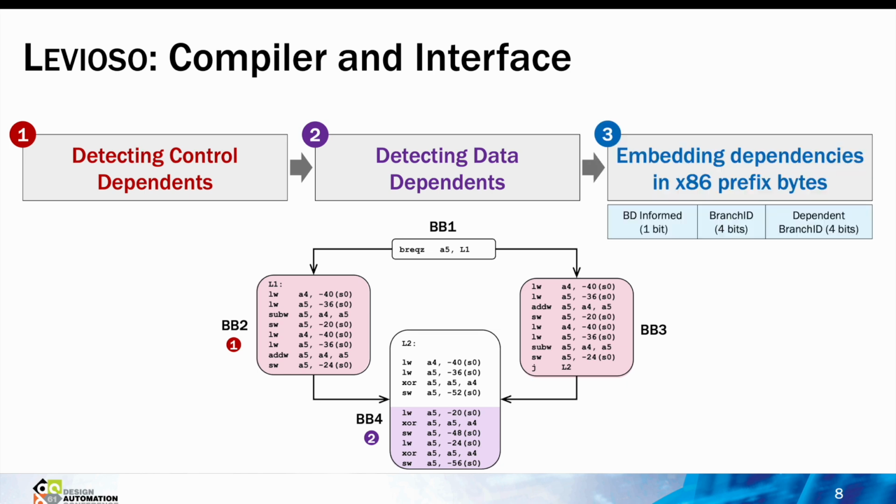Finally, we embed this dependency information through x86 prefix bytes of the instructions. We inform the hardware if the instruction is analyzed by our compiler, alongside a branch ID for the branch instructions and the most recent branch that each instruction depends on.